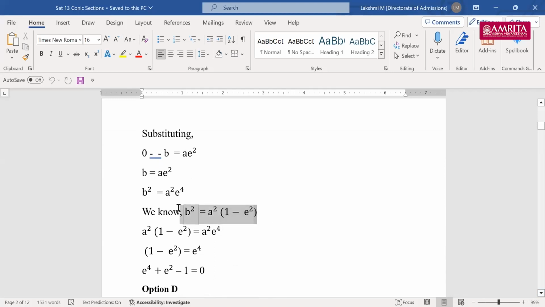And you can substitute it in the other equation. This is the general formula that we all know: b square equal to a square into 1 minus e square. So instead of b square, you can substitute. Here it will be a square into 1 minus e square equal to a square into e to the power 4, since (a e square) whole square is a square e to the power 4. From this, removing a square, e to the power 4 equal to 1 minus e square, that is e to the power 4 plus e square minus 1 equal to 0.